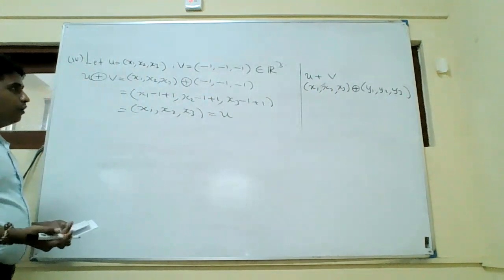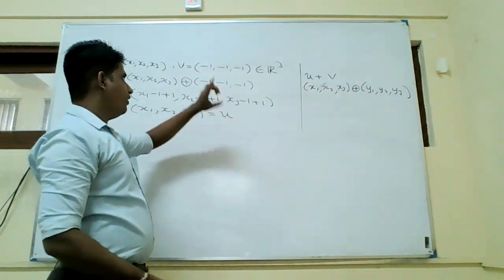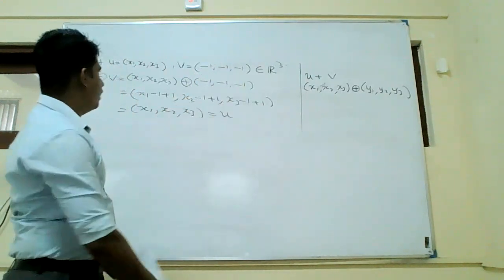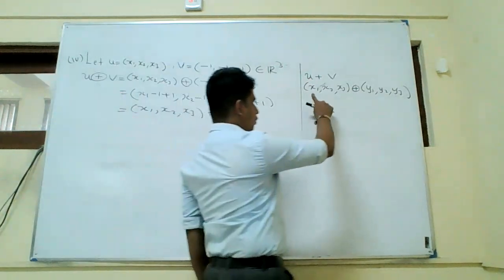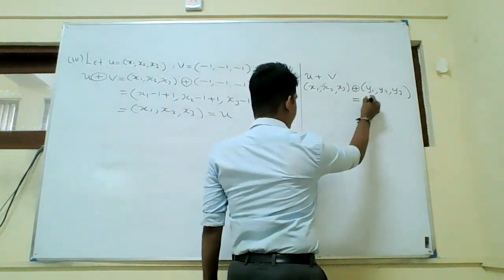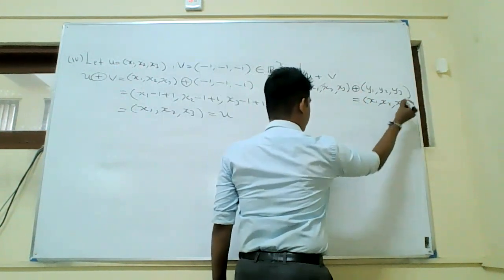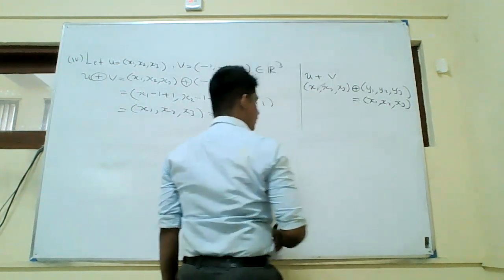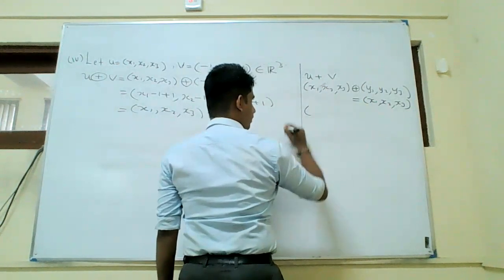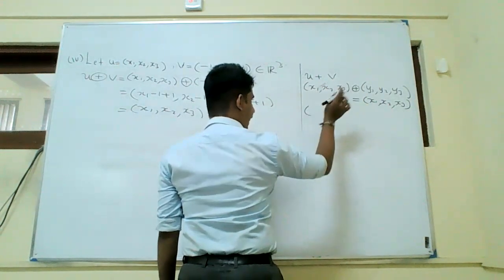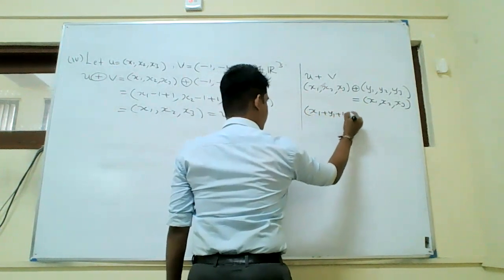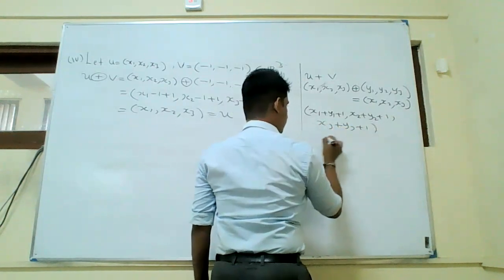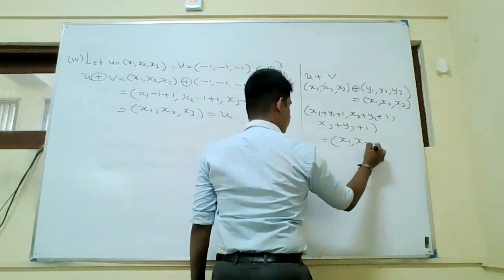Then you want to find the values of y1, y2, y3. So y1 is minus 1, y2 is minus 1, y3 is minus 1. You get three values of minus 1, minus 1, minus 1. Then this is your identity. Suppose you take this addition, then you again get x1, x2, x3, no? Because it is the identity of this one. Okay, right. Now what is the addition? x1 plus y1 plus 1, x2 plus y2 plus 1, x3 plus y3 plus 1. This one equals x1, x2, x3.